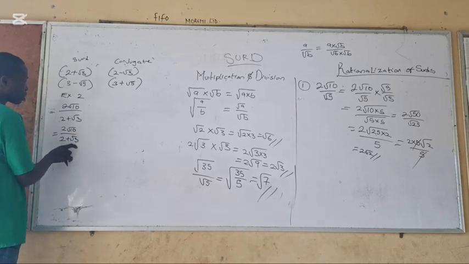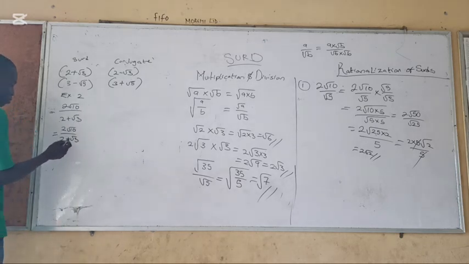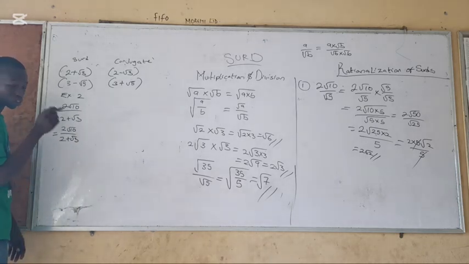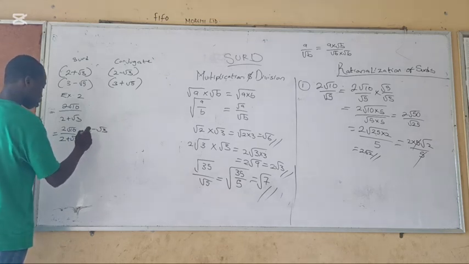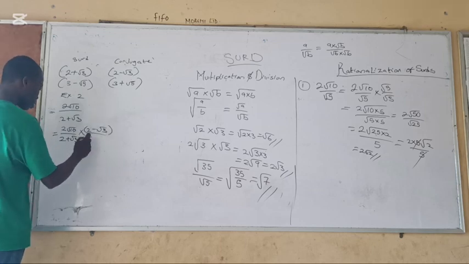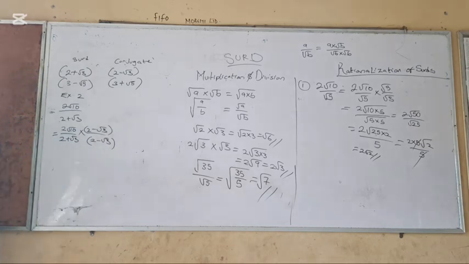So what is the conjugate of the denominator? We are going to change this sign here, which is positive to negative. So we are going to have 2 minus root 3. We are going to multiply the numerator by it, and also the denominator by 2 minus root 3.